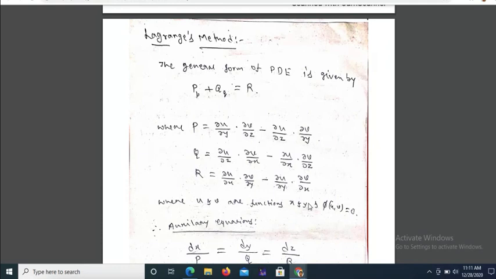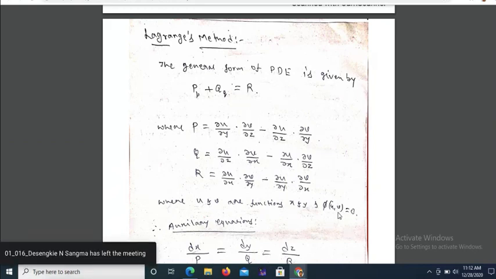So how to solve this one? See here, Lagrange's method means what? If you have an equation in this form, Pp plus Qq equal to R, we can solve by using the chain rule. Chain rule, you already learned in the second semester. You should know that. So the general solution, we can keep it as phi of u comma v equal to 0. So our intention is what? We are going to find the values of u and v, and substitute them to get the general solution.